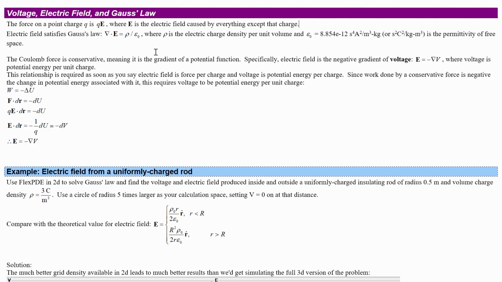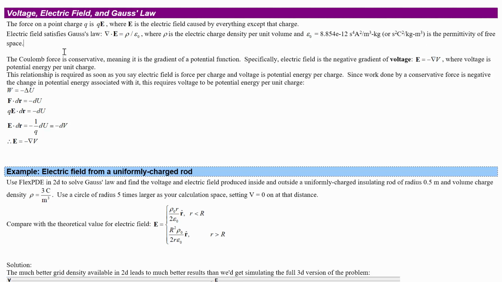Okay, electric field satisfies Gauss's law, which says that the divergence of the electric field, this is in differential form. There's also an integral form that you might be more familiar with that you can convert to this by the divergence theorem. Divergence of the electric field is the charge density rho over epsilon naught. Rho is the charge density, that is per unit volume, and epsilon naught, the permittivity of free space, is 8.854, etc., times 10 to the negative 12 seconds to the fourth amps squared per cubic meter kilogram, or second squared coulomb squared per kilogram meter cubed.